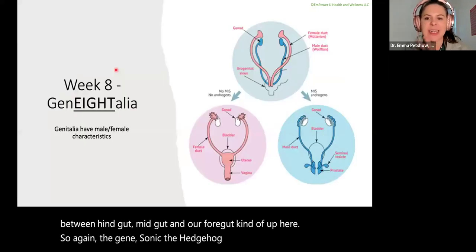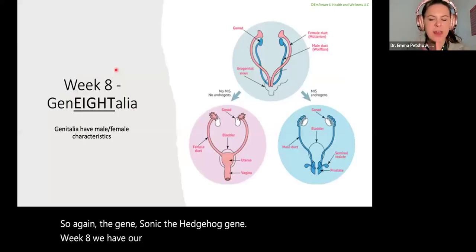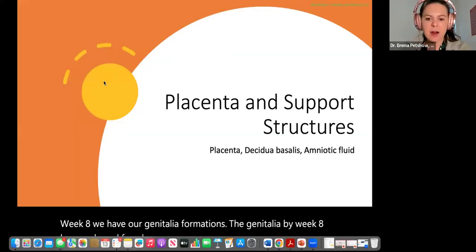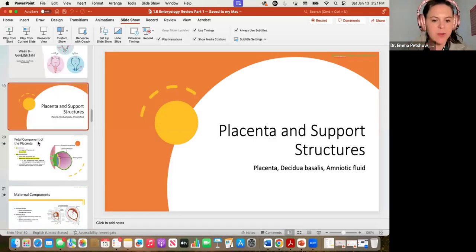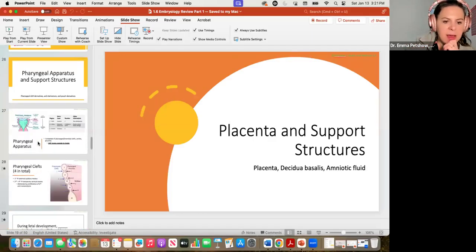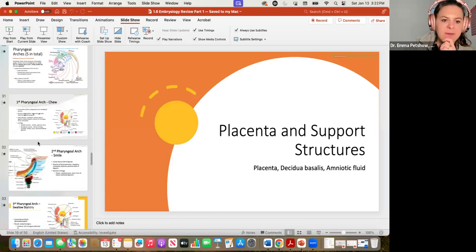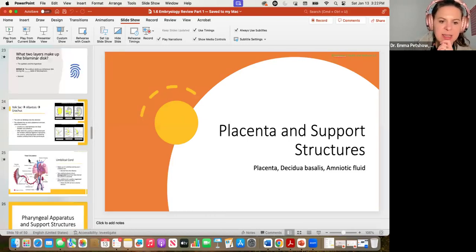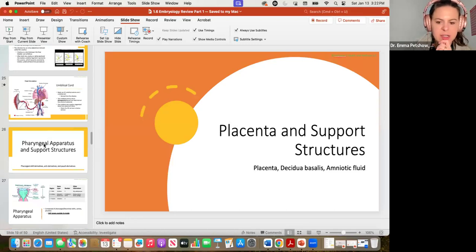Week 8, we have our genitalia formation. So the genitalia by week 8 have male and female characteristics. And that is our basic weeks 1 through 8, what's happening. I'm skipping through the fetal development, where we're getting the extra structures.